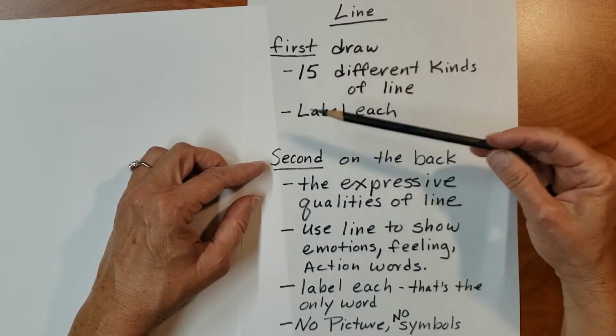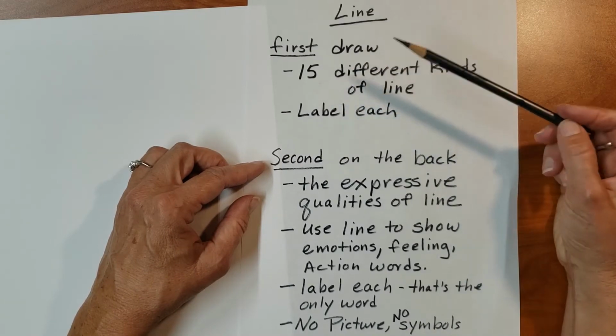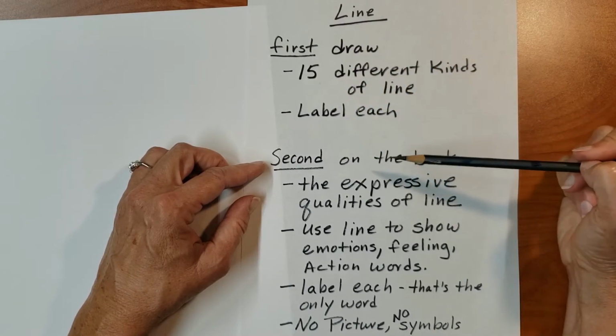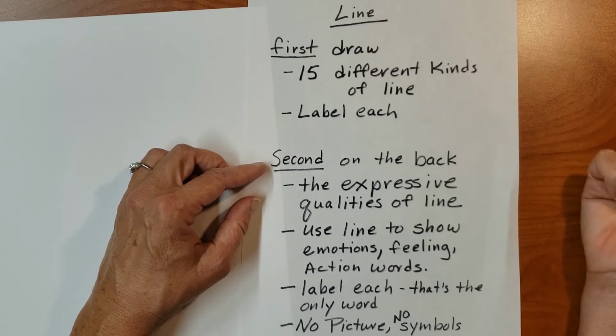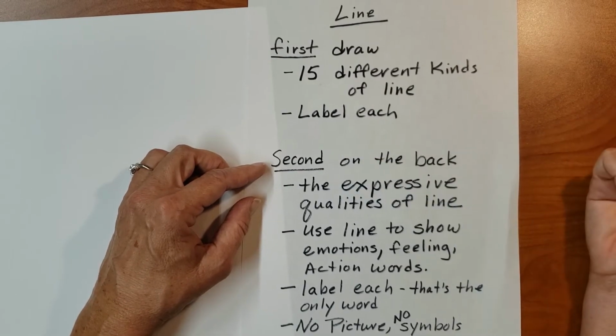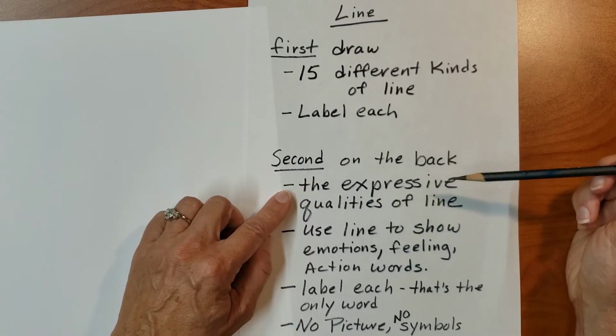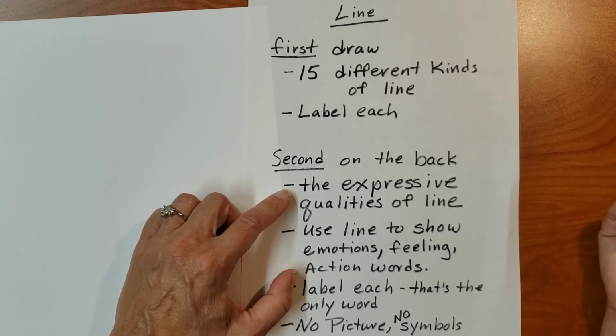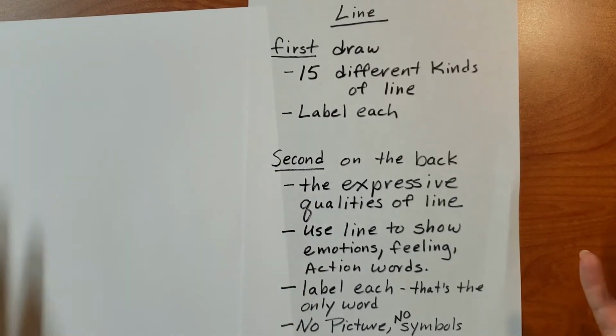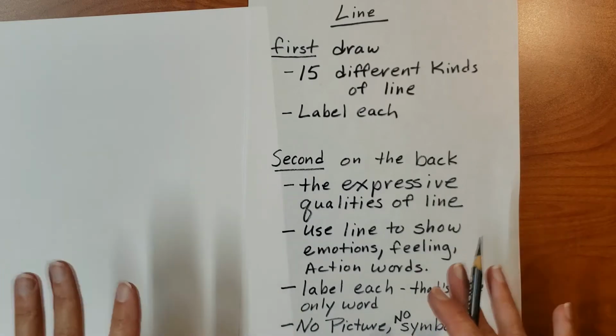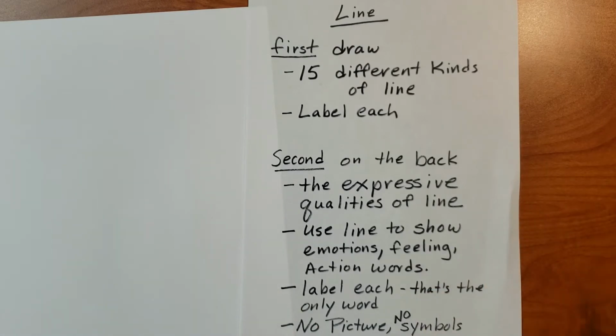On the first side of your sheet, you are going to come up with 15 different kinds of line. Label each of them. And then we'll talk about the second side. We'll just turn it over. That's what we've always done. We're going to be talking about the expressive qualities of line: how you can show emotions, feelings, and action words with just line. No words, no pictures, no symbols.